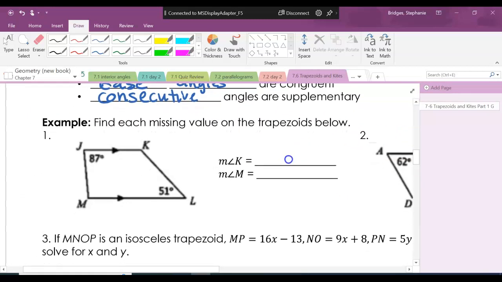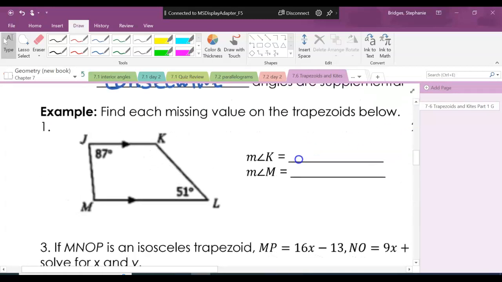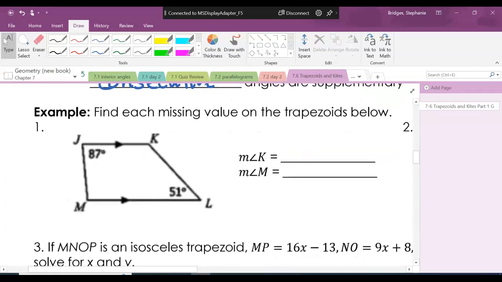All right, so let's use those to find some missing angles. We have to be careful about if it's telling us that they are isosceles trapezoids or if it doesn't say isosceles trapezoids, because the properties are a little bit different. With this first example, does it say that that is an isosceles trapezoid, or do I have my legs marked congruent?